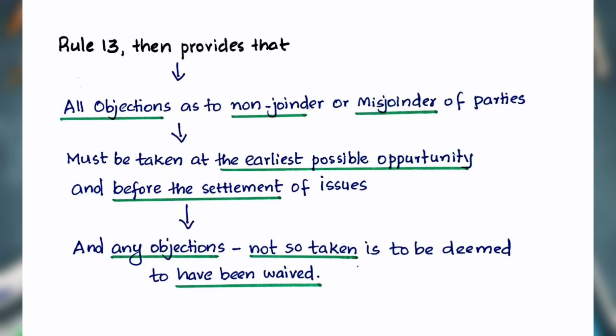Rule 13 then provides that all objections as to non-joinder or misjoinder of parties must be taken at the earliest possible opportunity and before the settlement of issues, and any objection not so taken is to be deemed to have been waived.